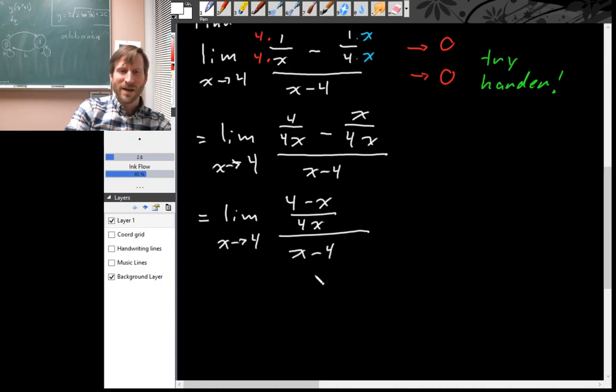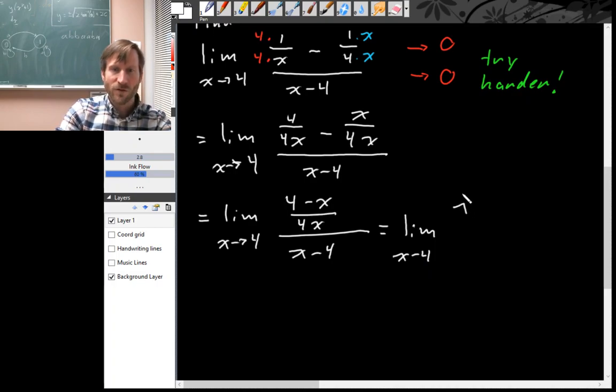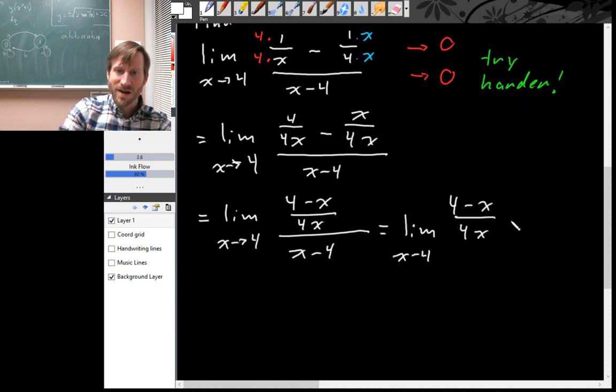This fraction is a bit of a mess, so let's try to simplify it a little bit. Limit as x goes to 4. This is the numerator, 4 minus x over 4x, times the reciprocal of the denominator, so 1 over x minus 4.